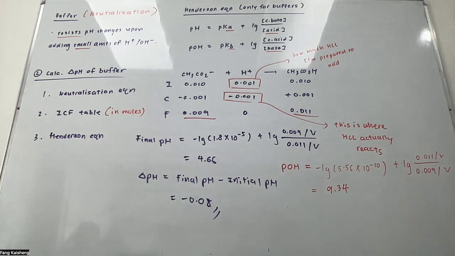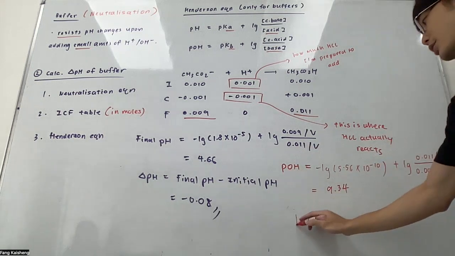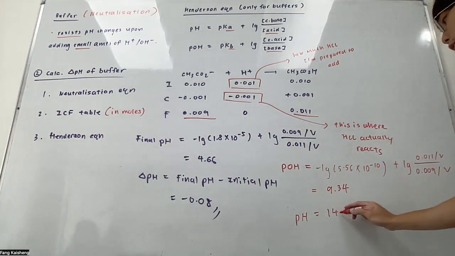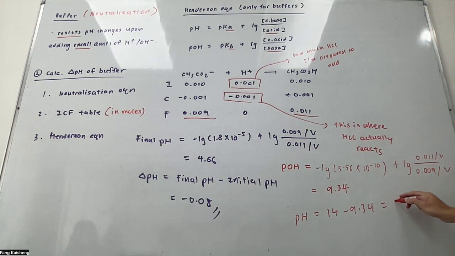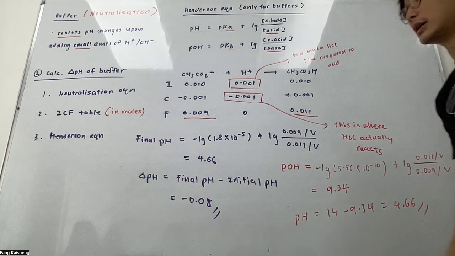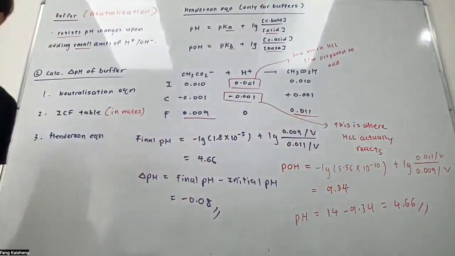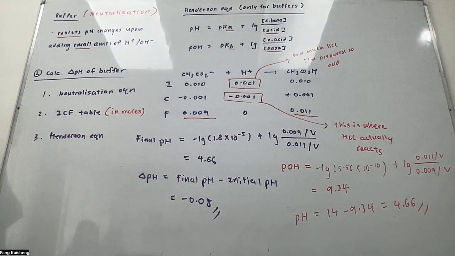9.34. Okay, guys, but this is pOH, right? You switch back to pH, how? 14 minus 9.34 or 4.66. Still get the same answer. So depending on what the question gives you, you are quite versatile.